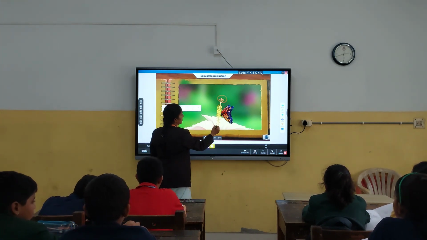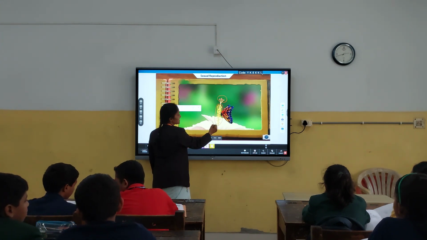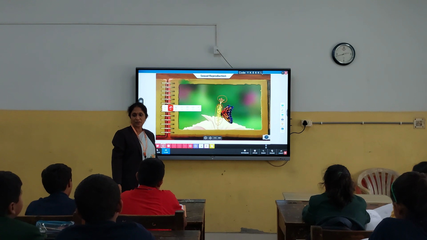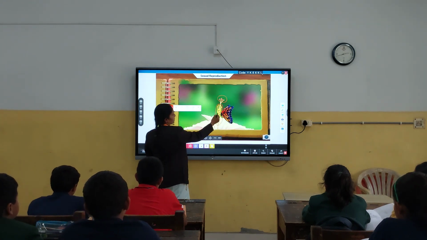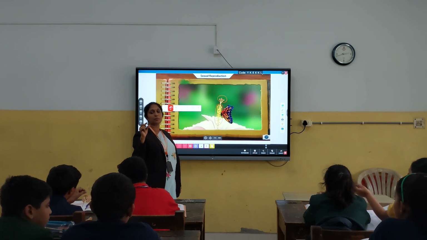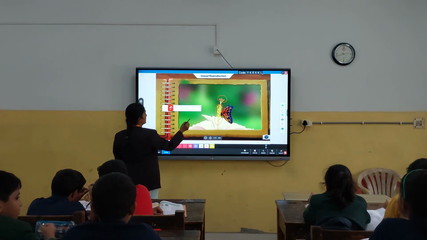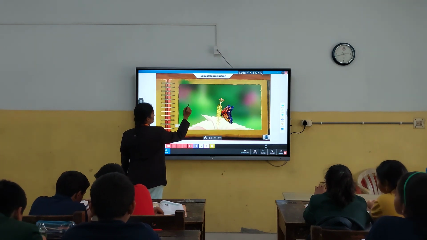Now here, the male reproductive organs are attached to the style. These are all the male reproductive organs. Just now I gave you the same flower. You can touch them. You will feel the pollen grains attached to that. Isn't it? So that is the male reproductive organ.